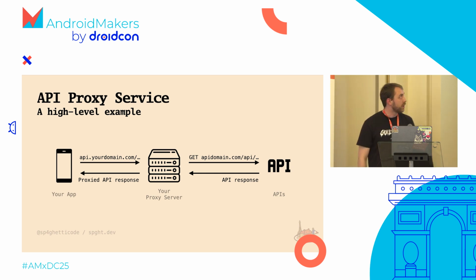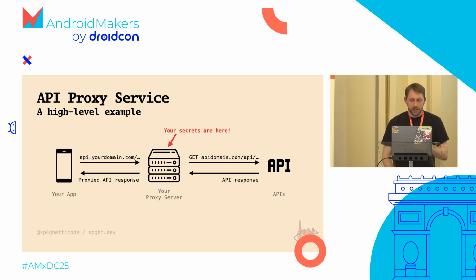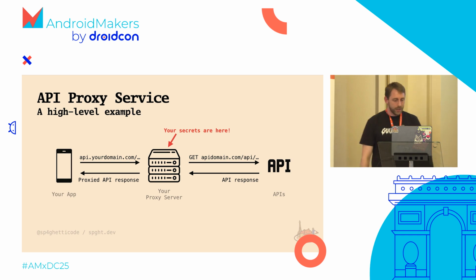All of the secrets are, in fact, now in your proxy server. So you don't have any secrets in your application. It's now your back-end team's problem, and you can rest easy at night. Now, this isn't the perfect solution. This can still be very, very easily abused.